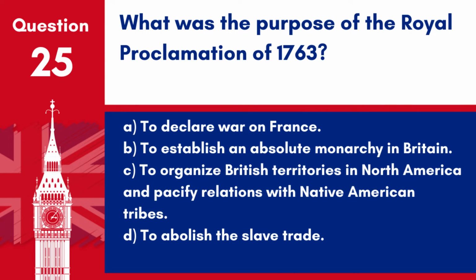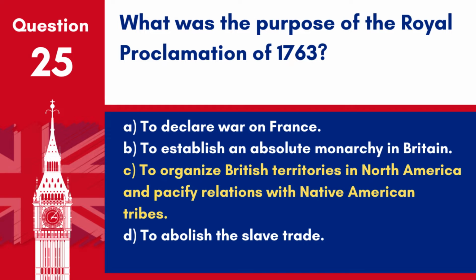Question 25. What was the purpose of the Royal Proclamation of 1763? A. To declare war on France. B. To establish an absolute monarchy in Britain. C. To organize British territories in North America and pacify relations with Native American tribes. D. To abolish the slave trade.